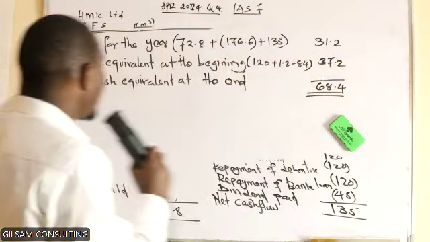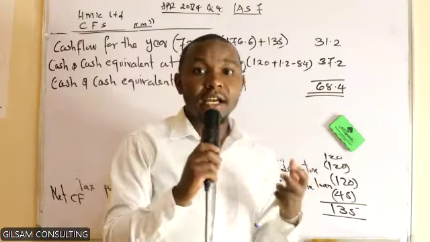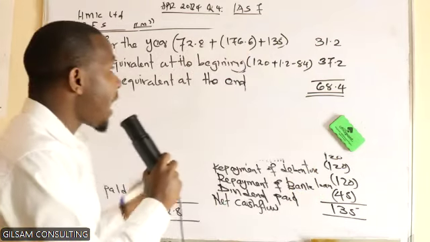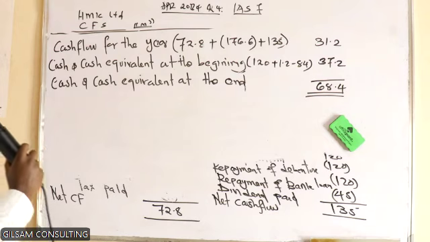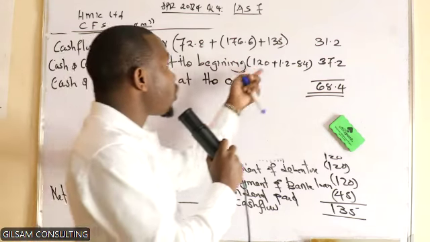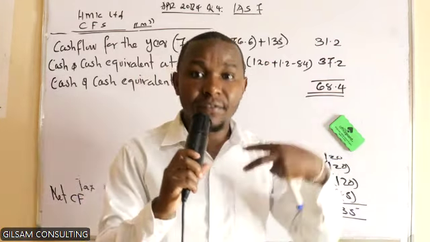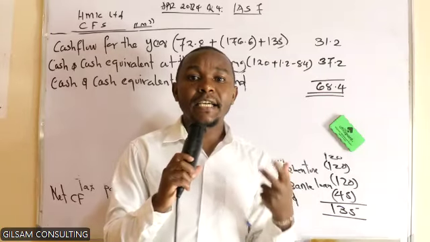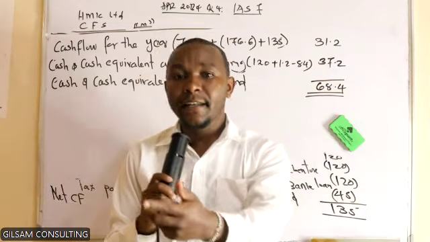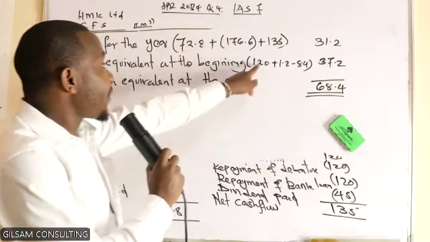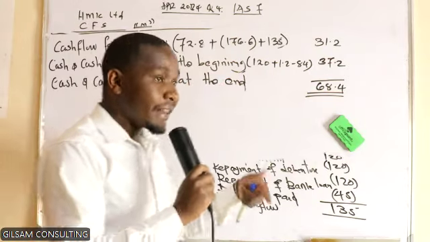Then after that, you come to the cash and cash equivalent at the beginning of the year. How can we get this cash and cash equivalent for the beginning of the year? We have the bank loan of 120 million. This bank loan is the cash inflow. If you take the loan, what is the double entry for the loan? You debit the bank and you credit the loan account. So we have 120 million as the cash inflow.